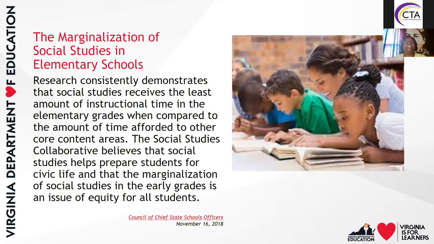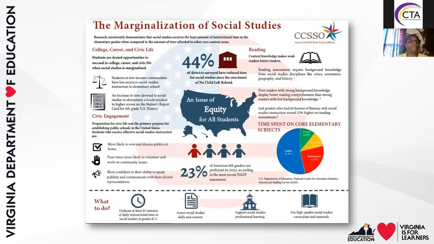Research consistently demonstrates that social studies receives the least amount of instructional time. And this marginalization is having an impact on not only our students' knowledge, but also their skills. When we marginalize history and social science, we are also having difficulty with reading. And if you think about those reading passages, if you think about the reading SOL test, those are social studies and science passages that are many times being used if it's nonfiction text.